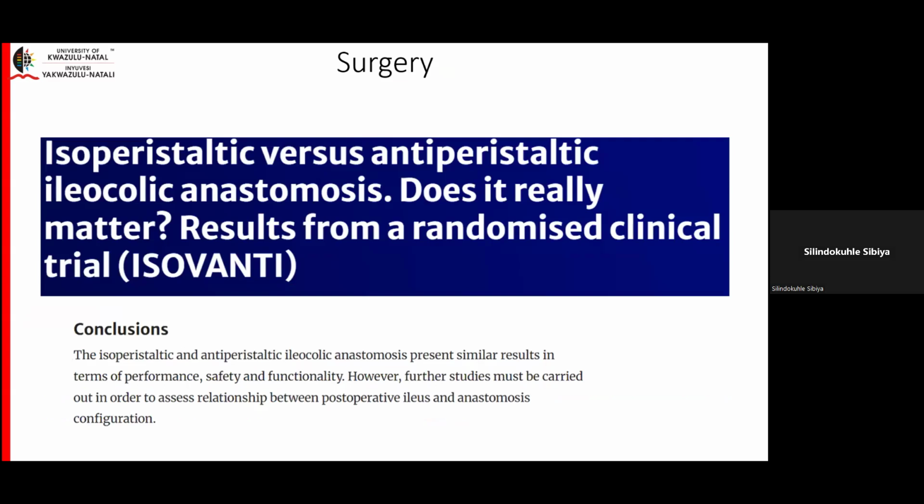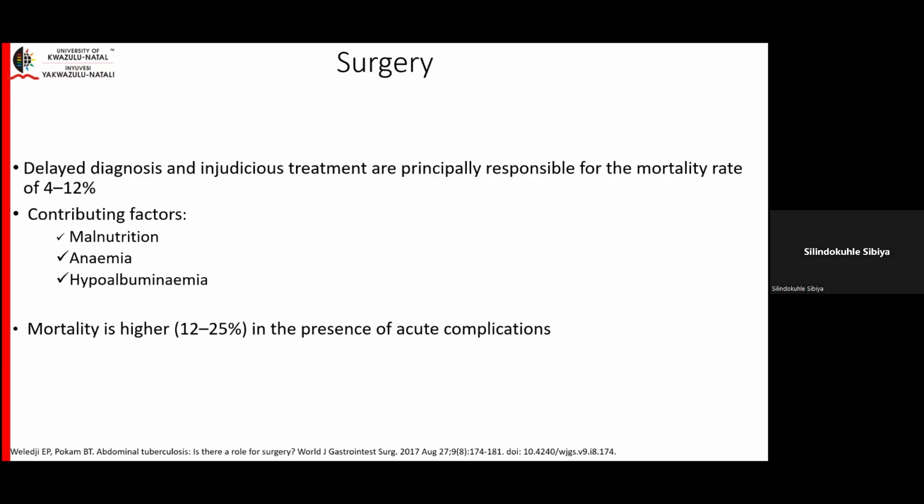Then how do we configure the anastomosis, isoperistaltic versus antiperistaltic, and does it really matter? What this article concluded was that whether you did iso- or antiperistaltic, the results were the same in terms of functionality, safety, and long-term outcomes.